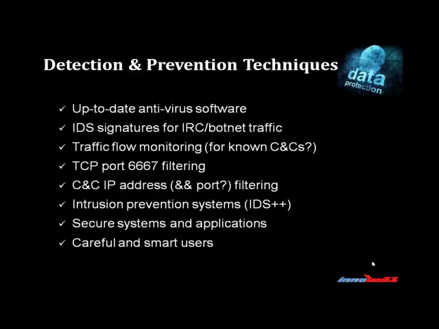As we have already discussed the DoS attack and its effects, it is important to know the techniques used for detecting and preventing these types of DoS and DDoS attacks. Configure antivirus and upgrade your intrusion detection system for botnet traffic. Monitor your network traffic so that you can analyze the data packets and raise an alert for any malicious activity in the network. Apply filtering on TCP port 6667 and install an intrusion prevention system if needed. Use a secured system and secure applications in your network. Be careful and become a smart user.